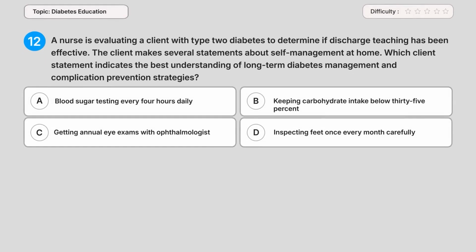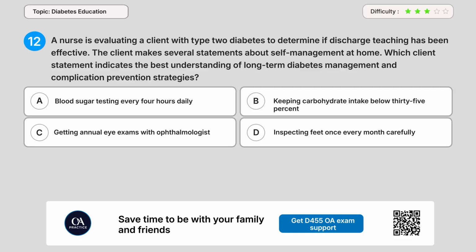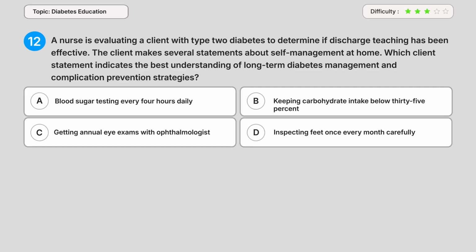12. A nurse is evaluating a client with type 2 diabetes to determine if discharge teaching has been effective. The client makes several statements about self-management at home. Which client statement indicates the best understanding of long-term diabetes management and complication prevention strategies?